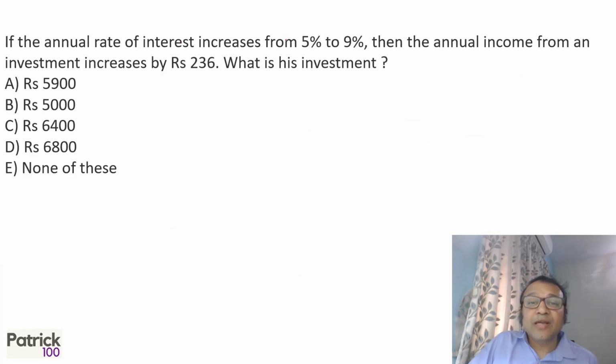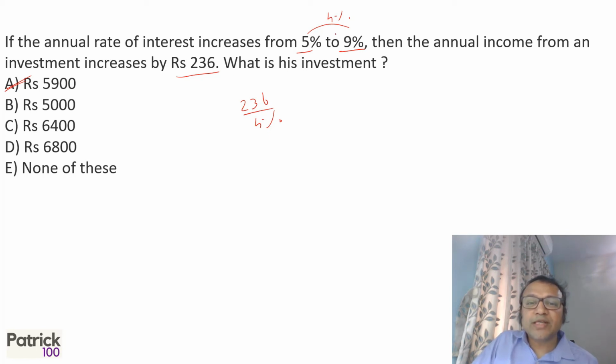The annual rate of interest increases from 5% to 9%, which means an increase of 4%. And your annual interest increases by 236, which means 4% of the principal is 236. So what is the principal? 236 upon 4% is what you can do. You will get 5,900. Just divide 236 by 4. Or you can make out just less than 60, and just less than 60 will be 59, A option.